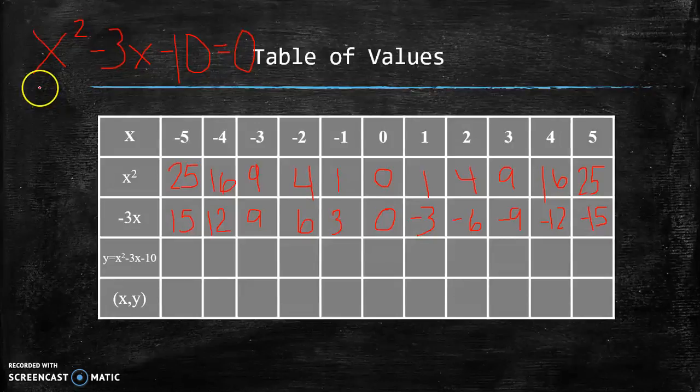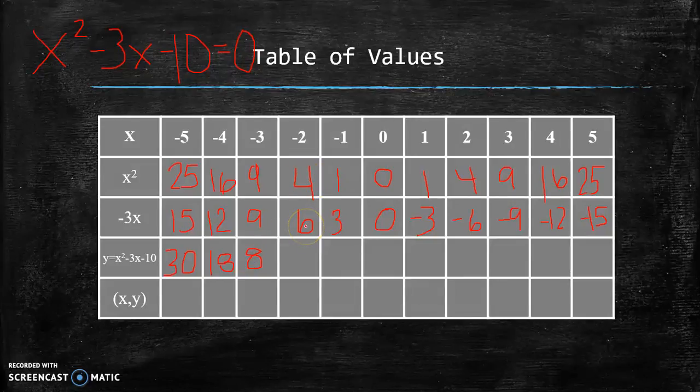So now we see our y is equal to x squared minus 3x minus 10. Here we have our x squared and our minus 3x. So you're just going to combine these two numbers and then subtract 10. So 25 plus 15 is equal to 40. 40 minus 10 is 30. 16 plus 12 is 28. 28 minus 10 is 18. 9 plus 9 is 18. 18 minus 10 is 8.